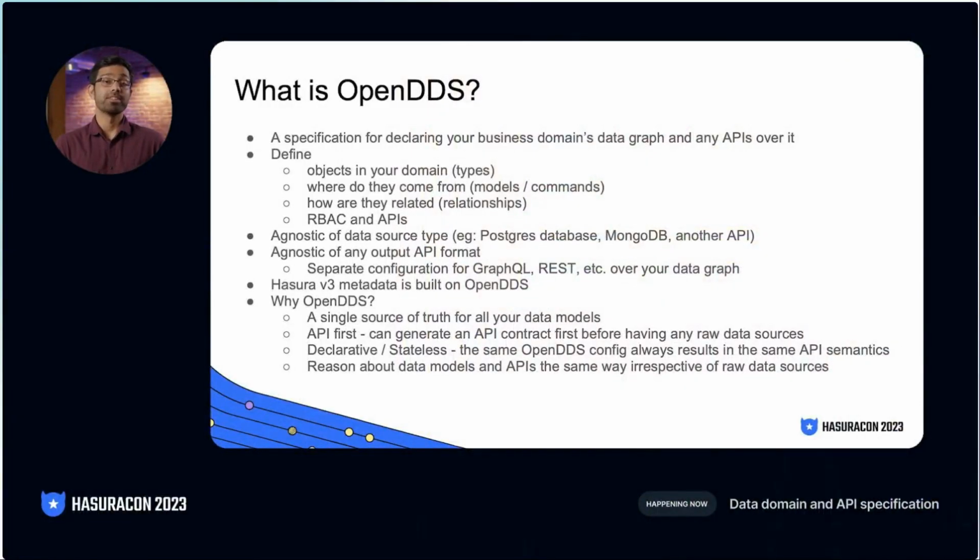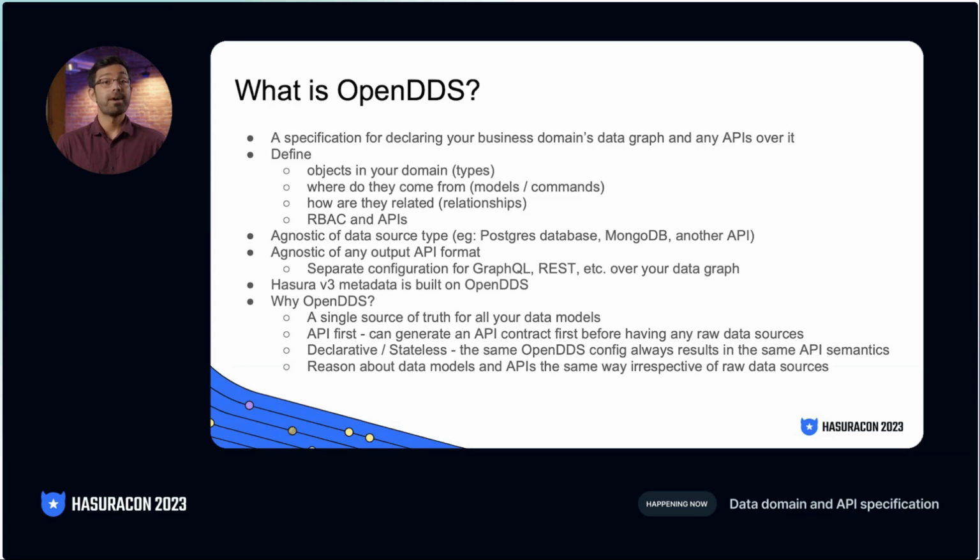So, what is OpenDDS? It's a specification for modeling a data and API graph for your business domain. You can define what objects exist in your data domain, where they come from, what the relationships between these objects are, and what access control and APIs you want over them. The metadata for Hasura version 3 follows OpenDDS. It supports the OpenDDS specification, plus has some more Hasura-specific configuration.